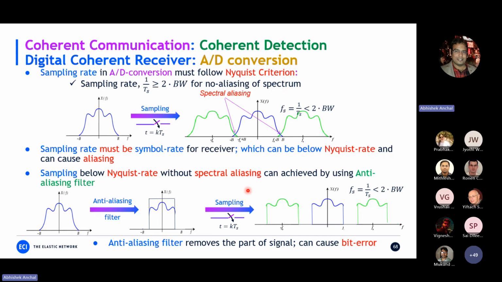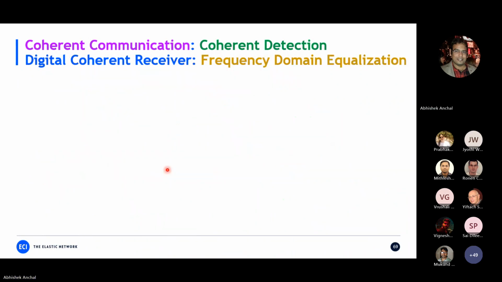We will see much later how the FEC tries to remove all the bit errors coming out of the DSP. And not only the DSP: because of nonlinearity and dispersion, even if you do all the processing, some error still remains. So we will see at the end how the FEC acts and tries to remove this residual bit error.